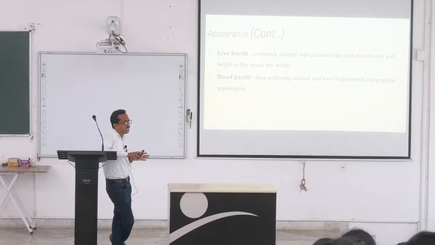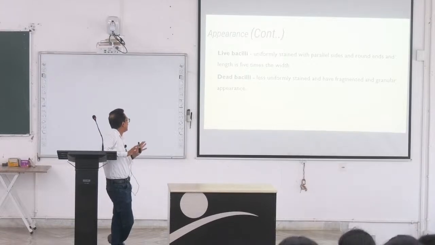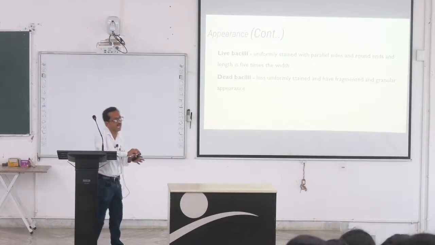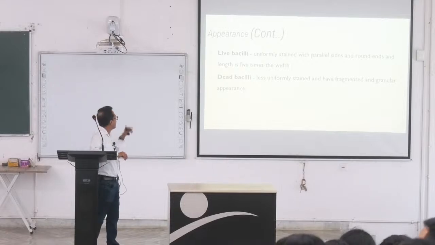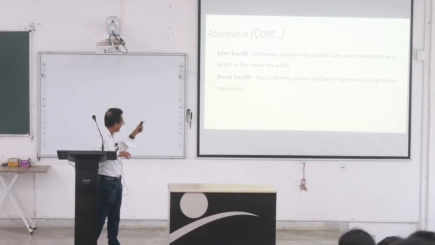How will you differentiate whether it is a live bacilli or a dead bacilli? Live bacilli are usually uniformly stained, with parallel sides, rounded ends, and a length five times the width. These are the features of live bacilli. Dead bacilli are less uniformly stained, with fragmented and granular parts. How will you differentiate live bacilli and dead bacilli?